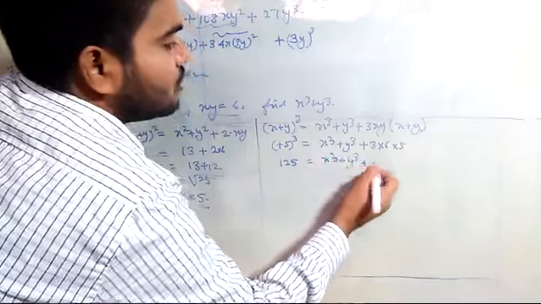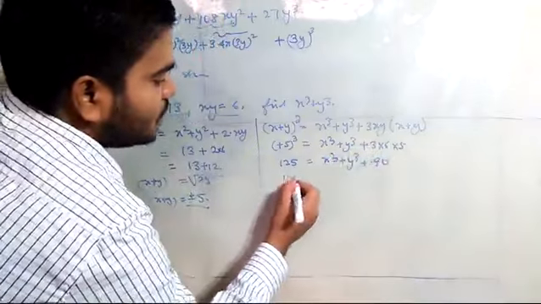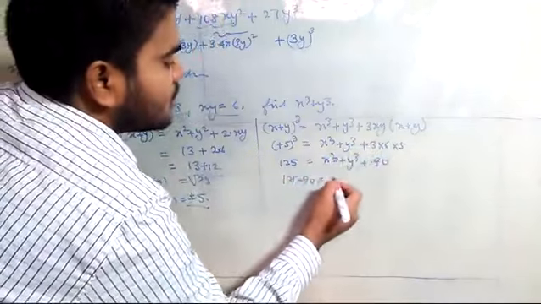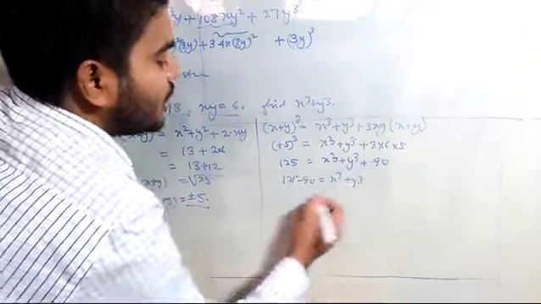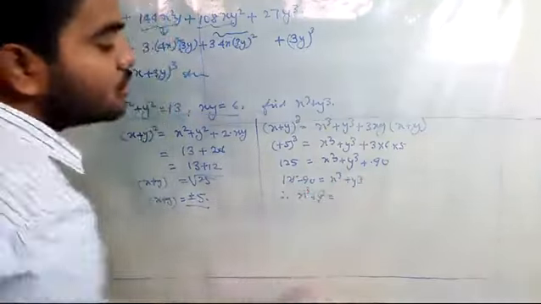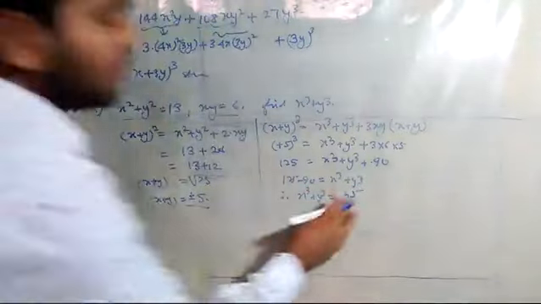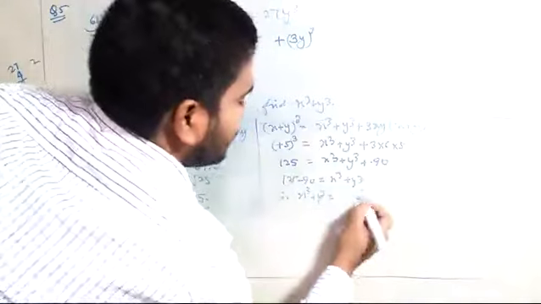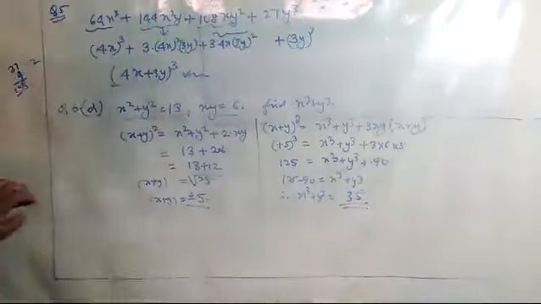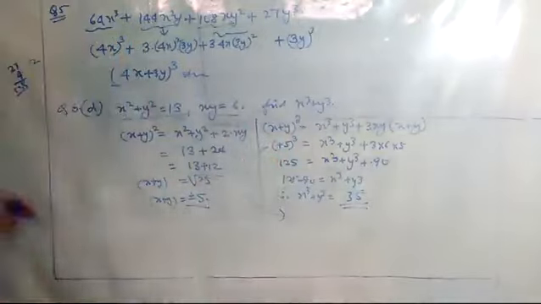Here you got x cube, here you got y cube. 6 5s are 30, into 3, 90. Now see, 125 minus 90 is equal to x cube plus y cube. Therefore you can say x cube plus y cube will be equal to 35. Now if you put minus 5, then what you are going to get, that is your homework.